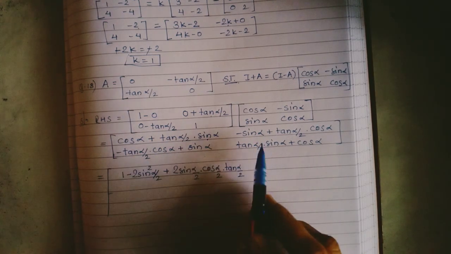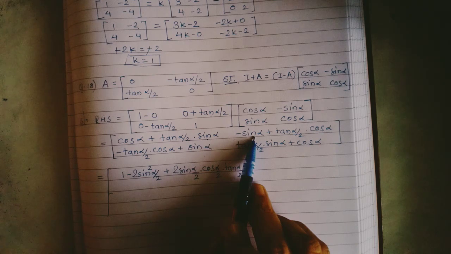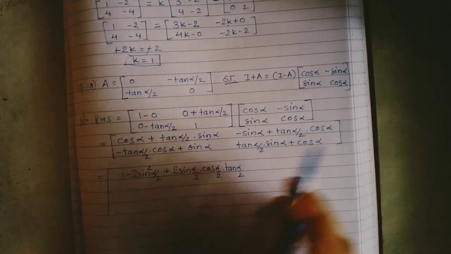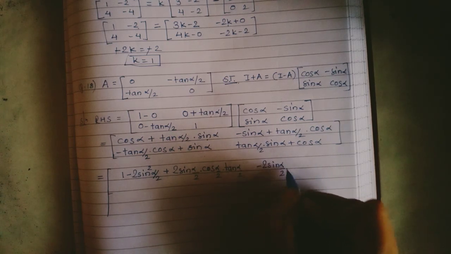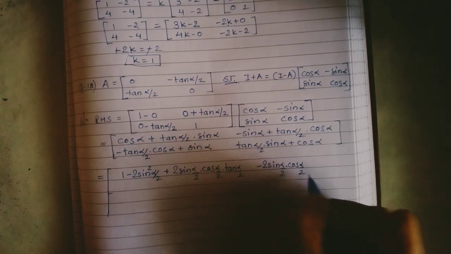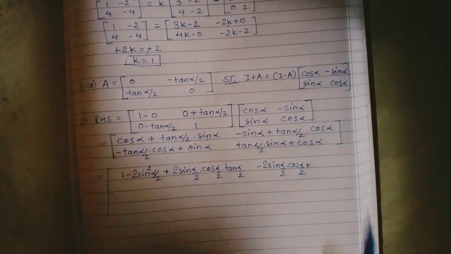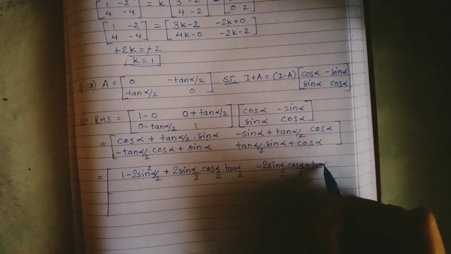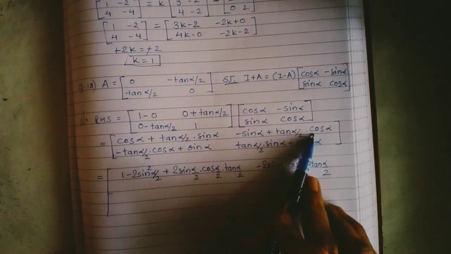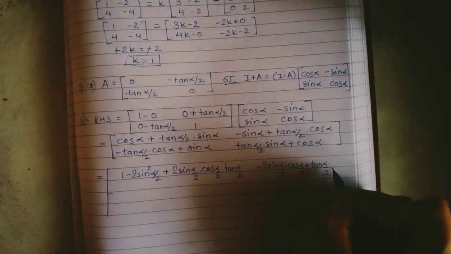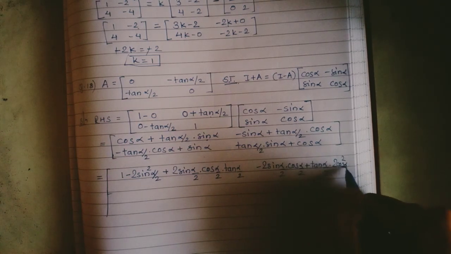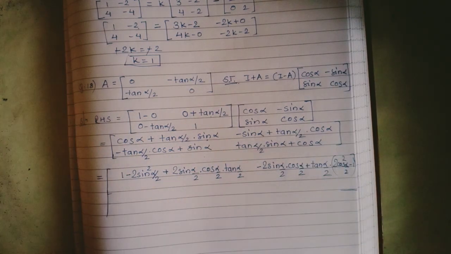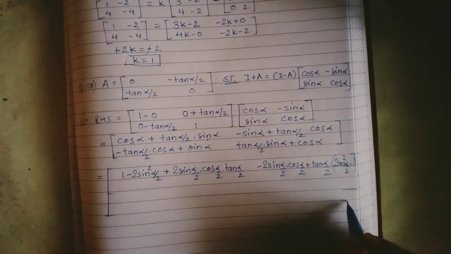Okay, now for the second term, again convert this sin alpha. So sin alpha we can write as 2 sin alpha by 2 into cos alpha by 2, right? Plus tan alpha by 2 you have to write as it is. You have to convert cos alpha. So cos alpha here you can write as 2 cos square alpha by 2 minus 1. So you should remember the half angle formulas.